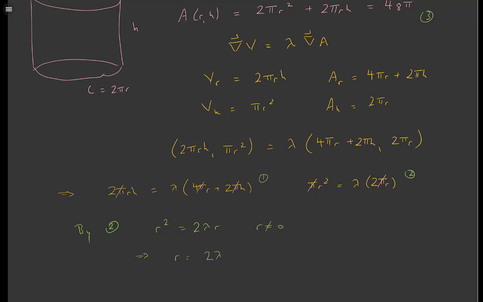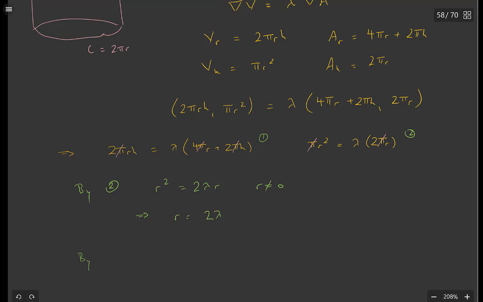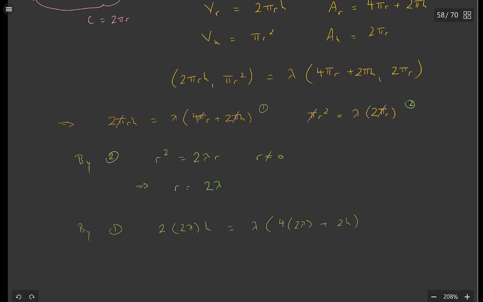Now let's plug this into equation 1, replace every instance of r with 2 lambda, and we'll be able to solve for h in terms of lambda as well. So equation 1 gives us 2 times r, which we now know is equal to 2 lambda, times h is equal to lambda times 4 times r, but r is 2 lambda, plus 2 times h. Tidying this up a bit, we get 4h lambda is equal to lambda times (8 lambda plus 2h).